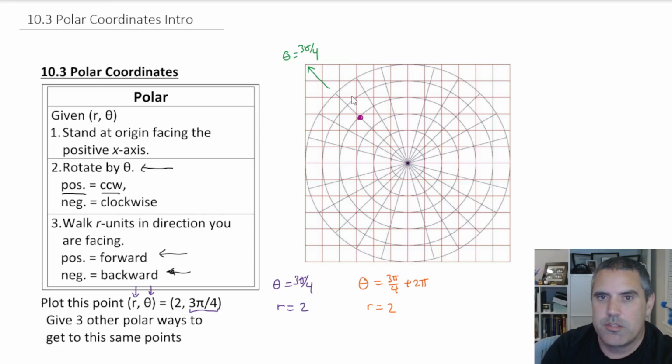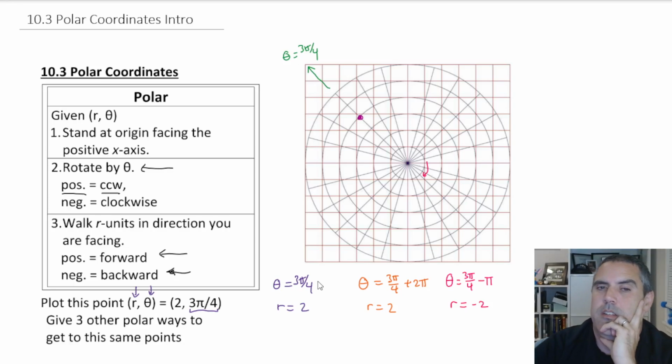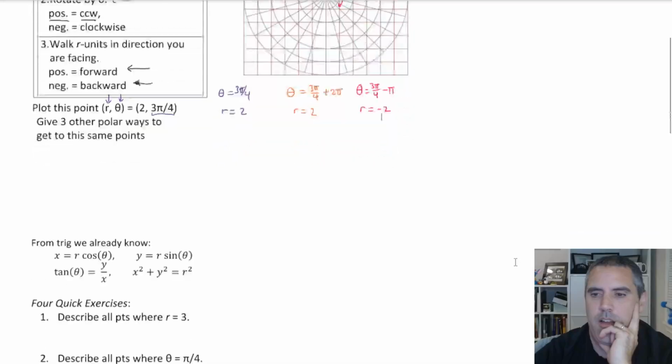It's even worse because you could rotate to face the opposite direction and then moonwalk backwards. So that would be like if you did theta was 3 pi over 4 and subtracted, say, pi, which would give you negative pi over 4, and then had r be negative 2. All of these are the same things. So you're going to have some homework questions that get you to think about that. They are not that bad.